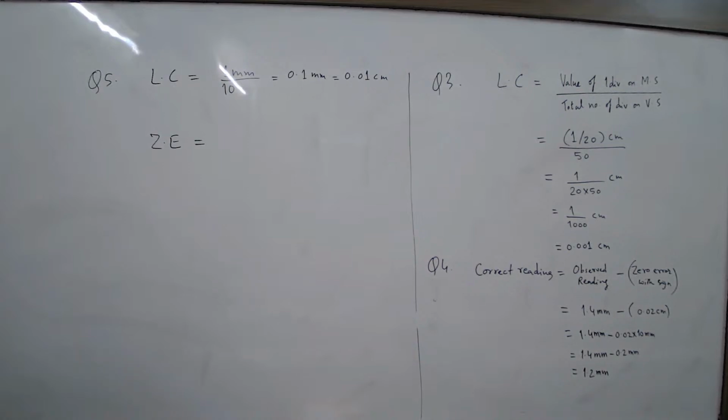It will be positive. So what is the positive zero error? Coinciding division into least count. What is the coinciding division? Which division of vernier scale is coinciding with main scale? Third. So how to find the zero error? Coinciding division into least count.